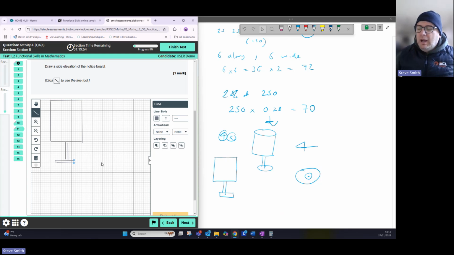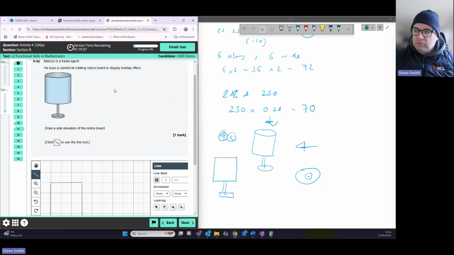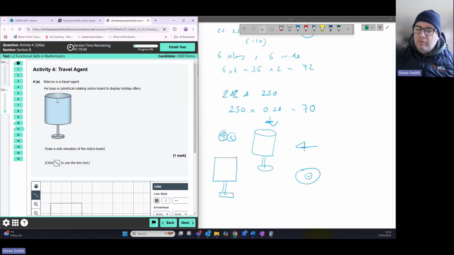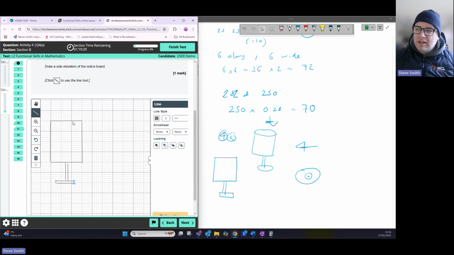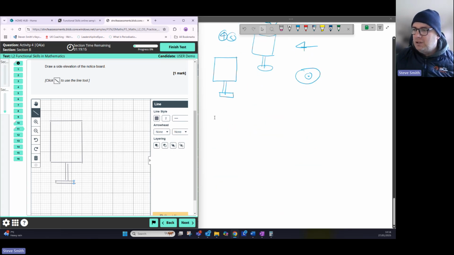There we go. Okay, I would be 100% happy with that. It's not massively accurate. There's a line sticking out here, a line sticking out there, not quite touching, not quite touching, not quite touching. But with the tools you've got available in an exam, that is absolutely all you need to do. It's clearly a view of that cylindrical rotating notice board from the side. That's not quite in the middle. Maybe I'd move that a little bit to the right, but it's just really difficult to move those tools. And with the time you've got, it's worth 1 mark. So as long as they can see a resemblance of what you've done, absolutely move on. Next question.